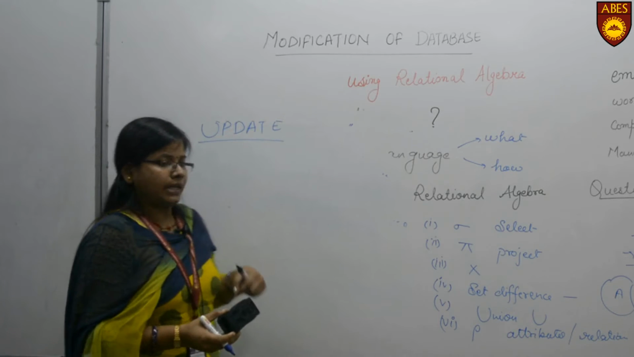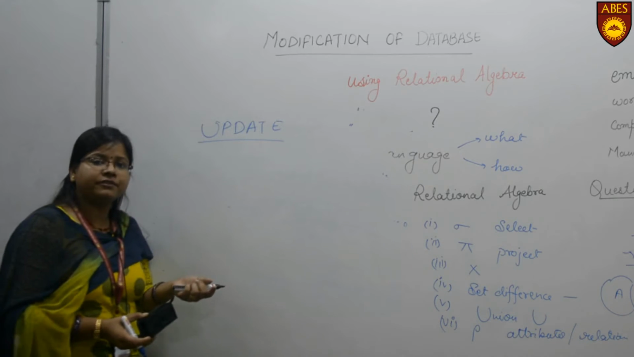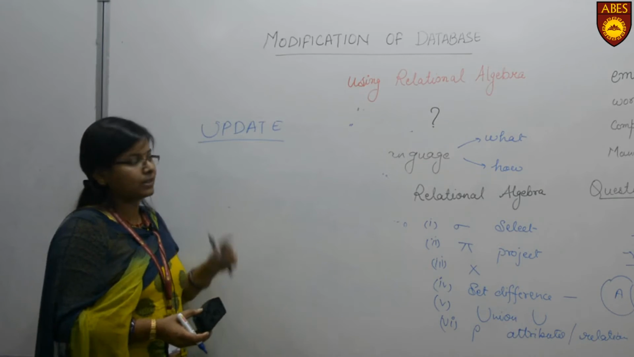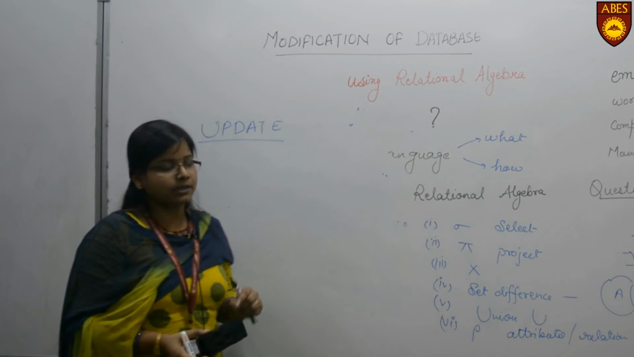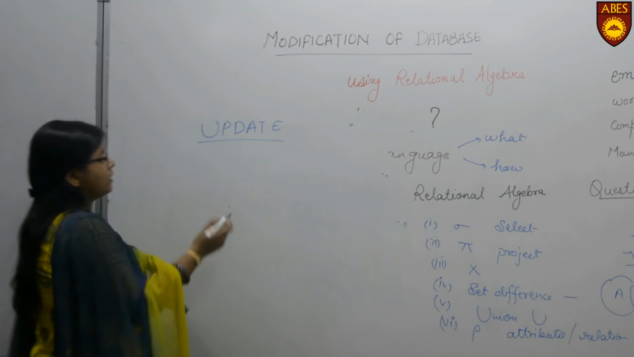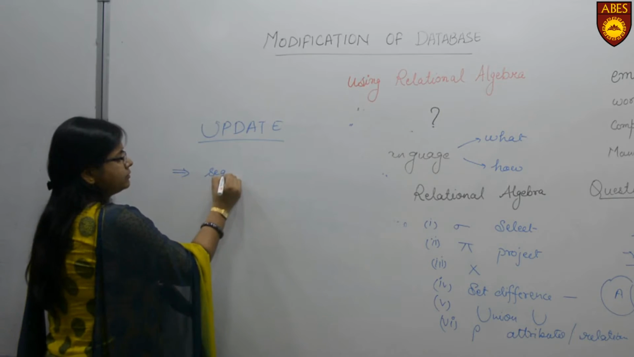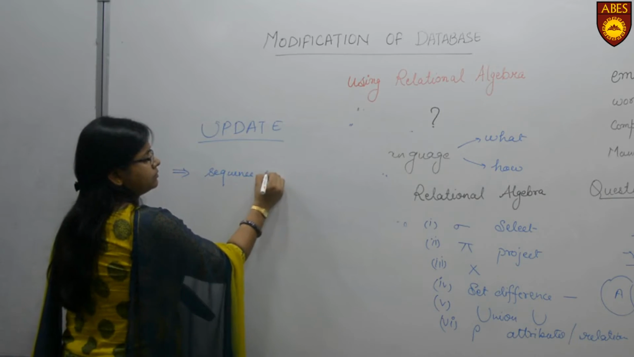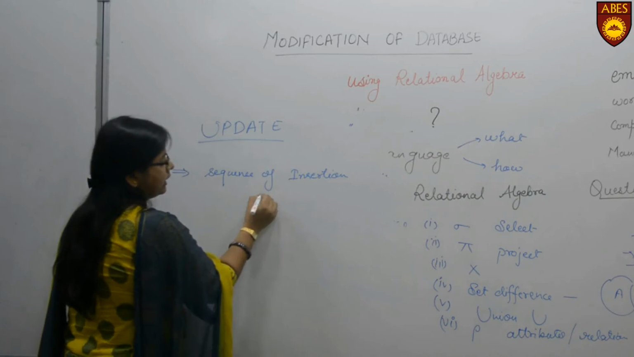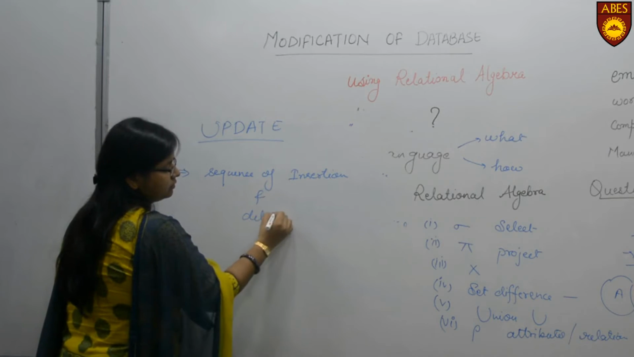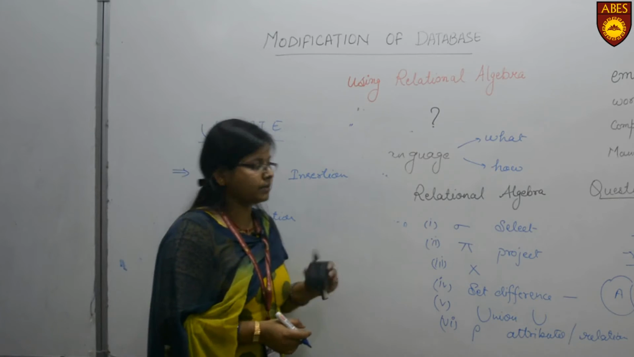Update says if I want to change the existing values, then we will be using the update command. So update is a combination of deletion as well as insertion. It is a sequential application of the insertion and deletion operations, and only then can we perform the update command. So how will we apply it? I can simply say it is a sequence of insertion, which will add some new tuples, and deletion, which will delete some tuples from the relations.